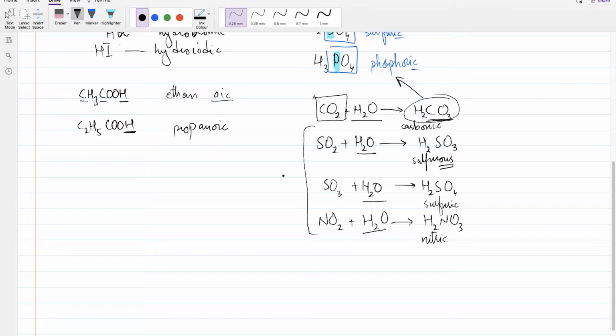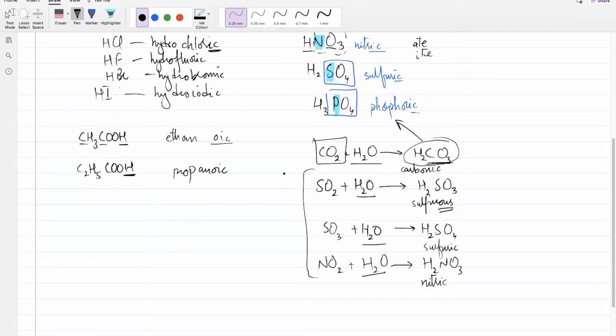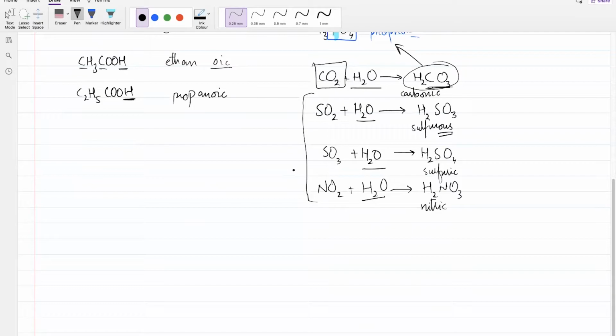Okay. So this is how acids are and what different naming scheme that we have for them and all that. So that's one thing. Now, how do we identify bases? So let's go on to bases now.